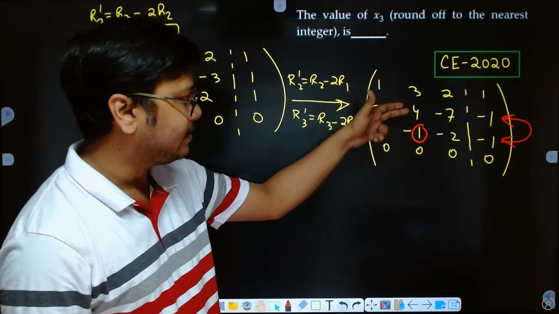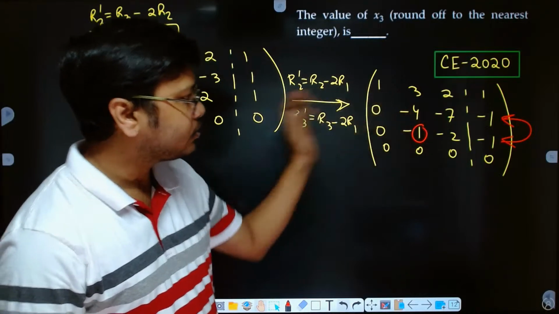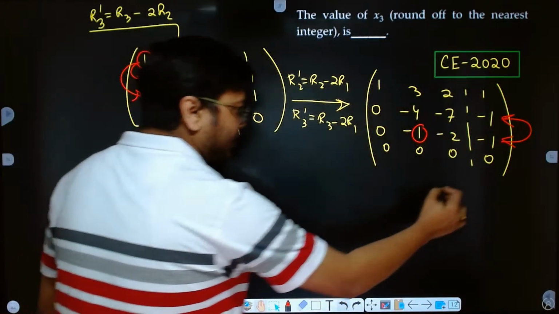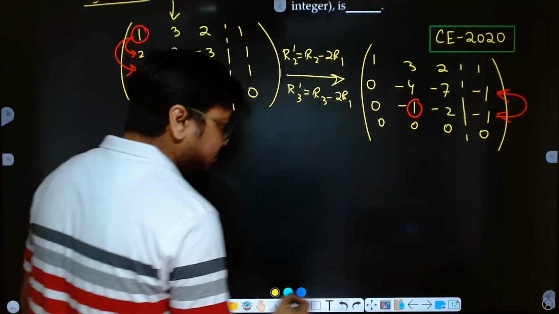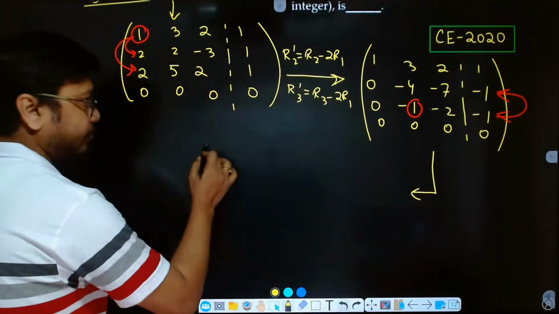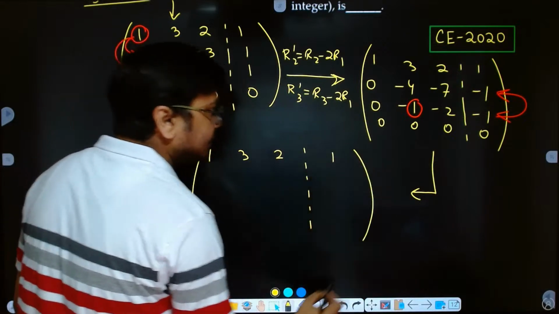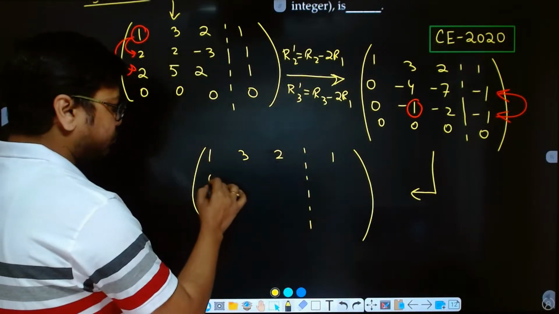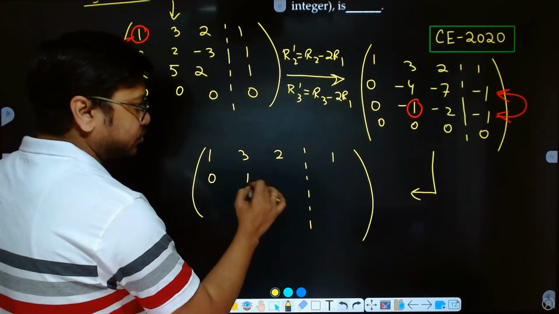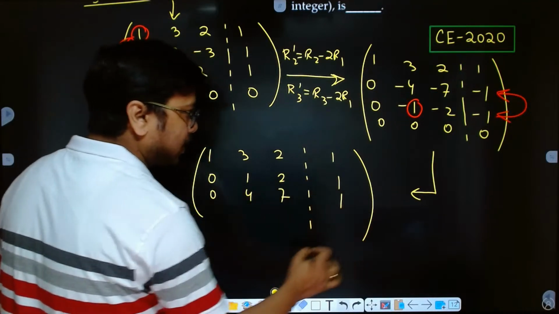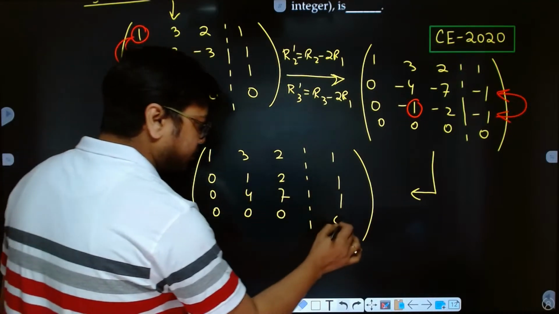I want the 1 in the upper position, so I'll interchange the rows and multiply row 2 and row 3 by minus 1. I'm not just writing the operations, I'm directly writing the matrix that I will get. So 1 3 2 augment 1. I'm interchanging the rows, multiplying with the minus sign. So 0 1 2 1, 0 4 7 1, 0 0 0 0.